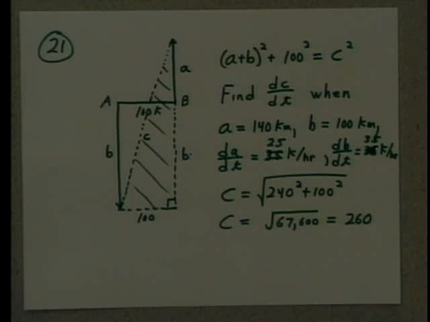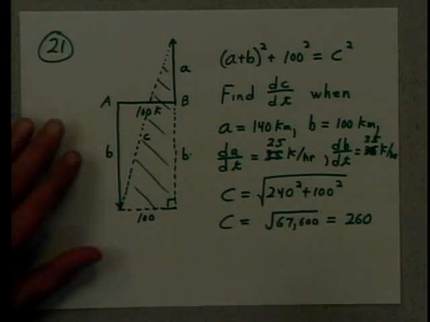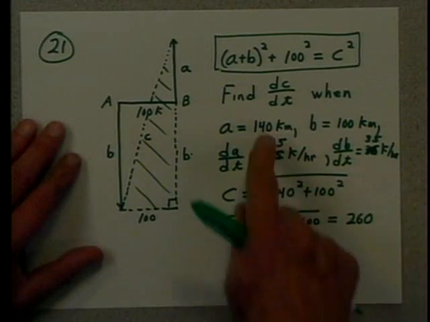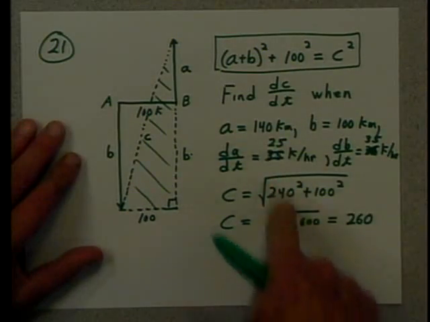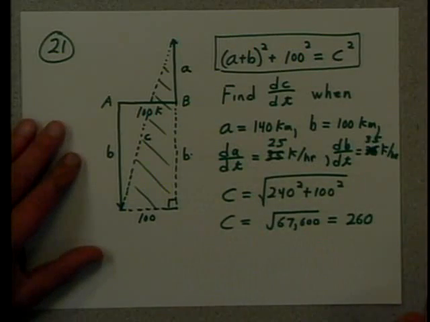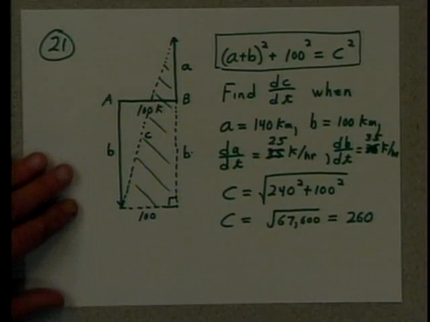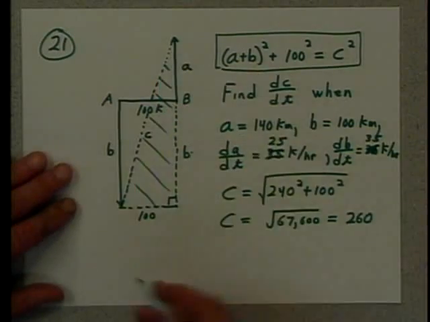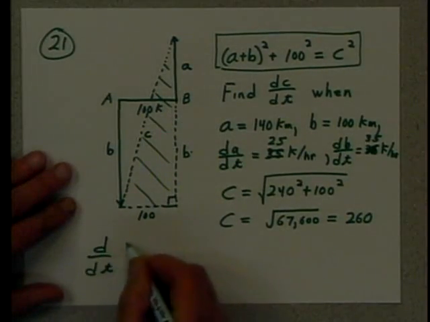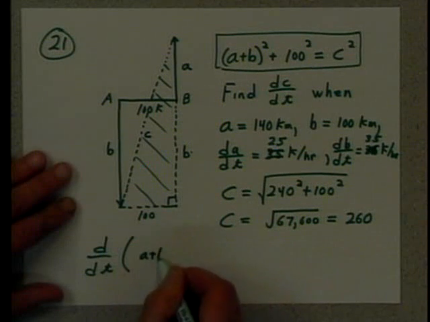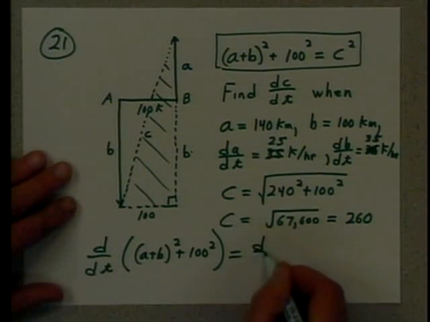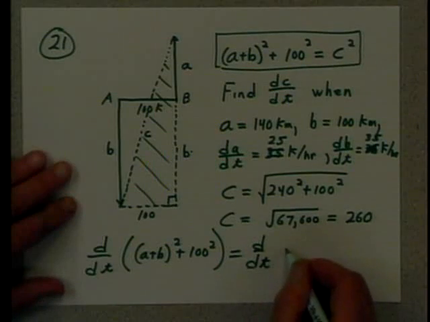Yes? You added A and B, right? I'm just filling this in here. Yeah, so you added A and B, 140 plus 100 is 240. That squared plus 100 squared, and took a square root. Yep. Okay, next step is go to your equation and do a derivative implicitly with respect to t. Here it comes. So there's setting up for my implicit differentiation.